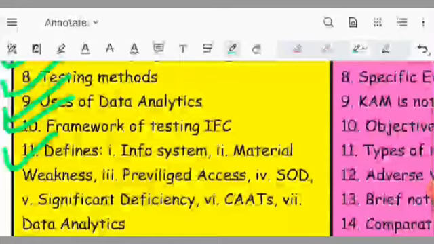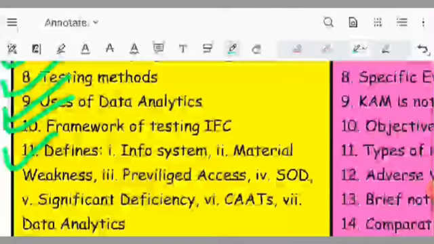And next is CAAT, means what? It is one type of the audit tools used by the auditor. It is the short form of computer assisted audit techniques, or you can say computer aided audit techniques, which are a collection of computer based tools and techniques that are used in an audit for analyzing the data in electronic form to obtain the evidence, right?